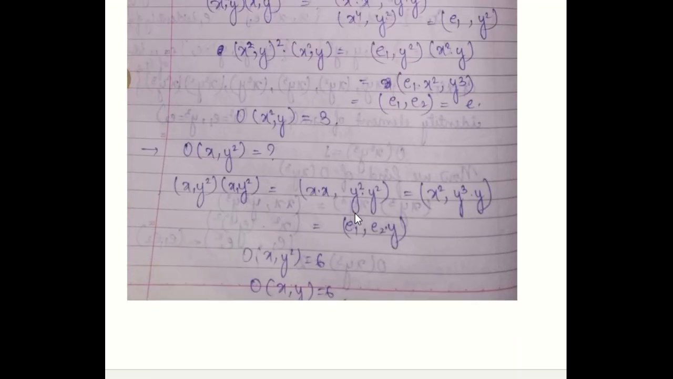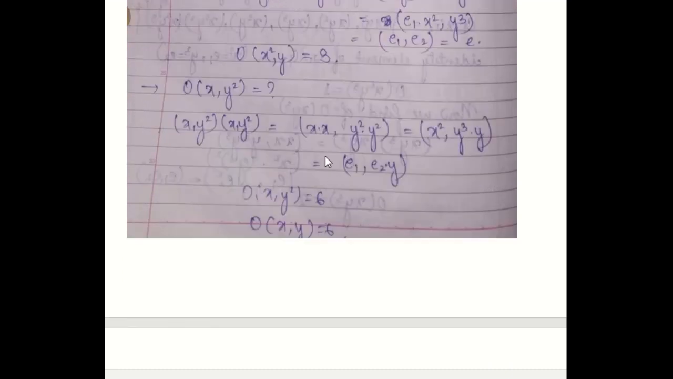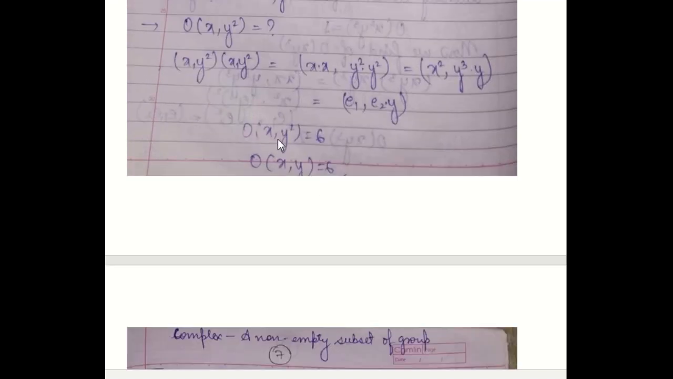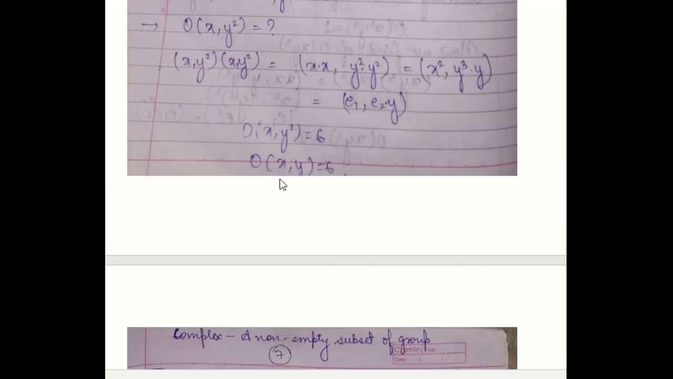Now we find order of x y square. So we multiply x y square over x y square. So we will get x dot x into y x square into y to the power 4, and it can be written as e1 comma e2 y. So this implies when we multiply repeatedly by all the products of x y square, we get order of x y square is equal to 6. Order of x y square is equal to 6, and also order of x y is equal to 6. So that's what we have.